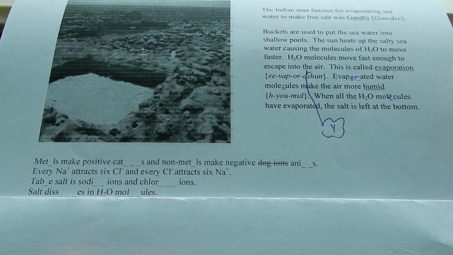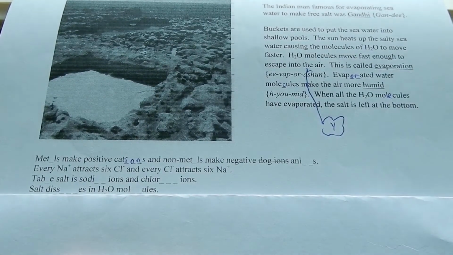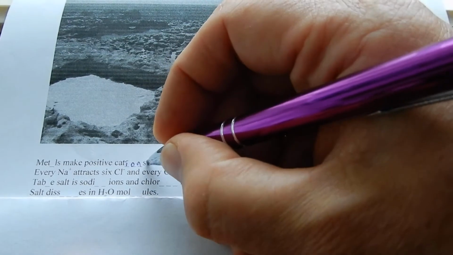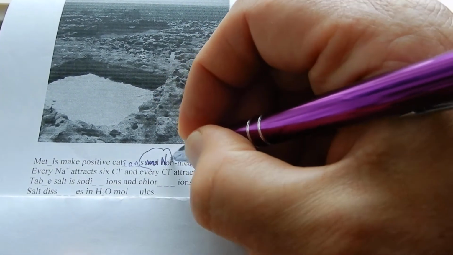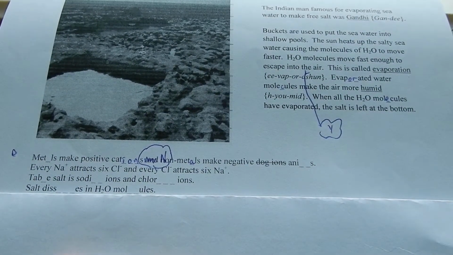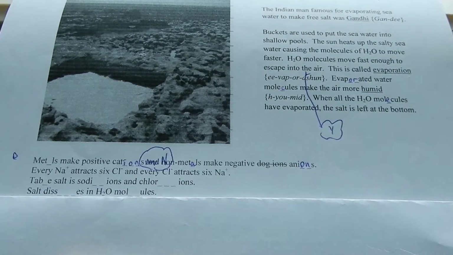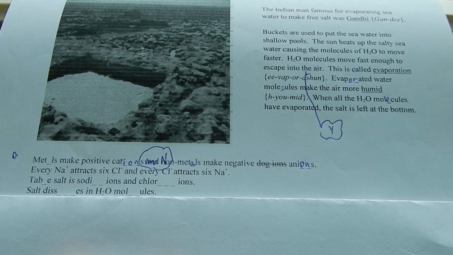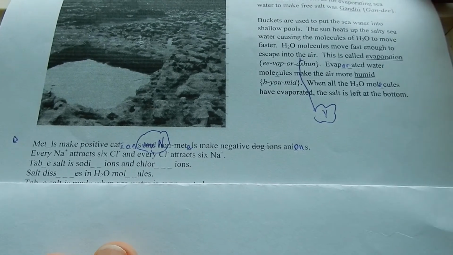Metals make positive cations, and non-metals make negative anions. Every Na+ attracts 6 Cl-, and every Cl- attracts 6 Na+.